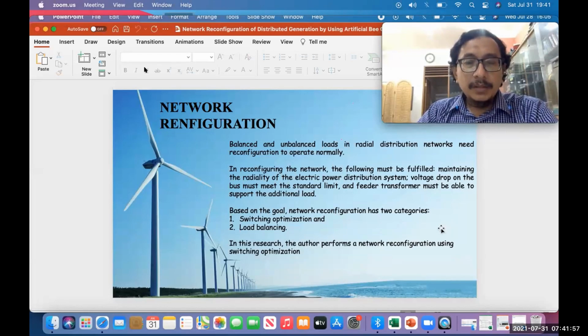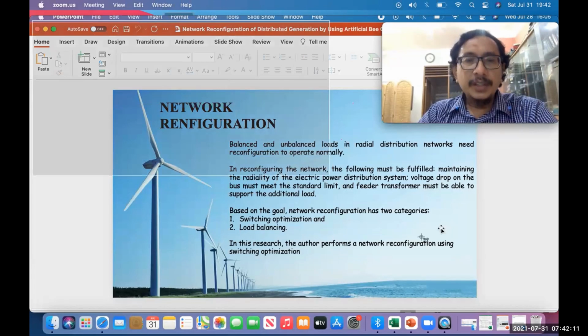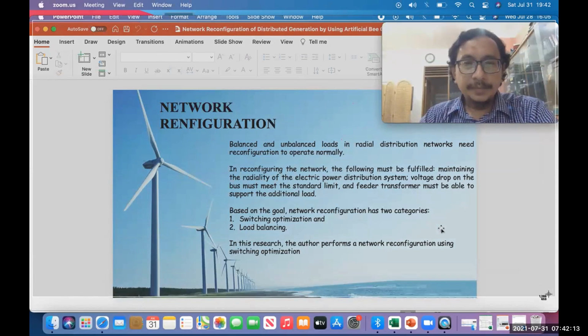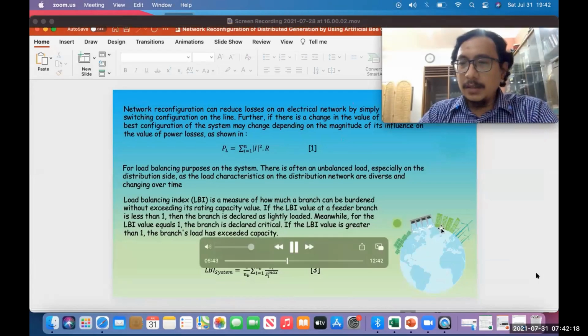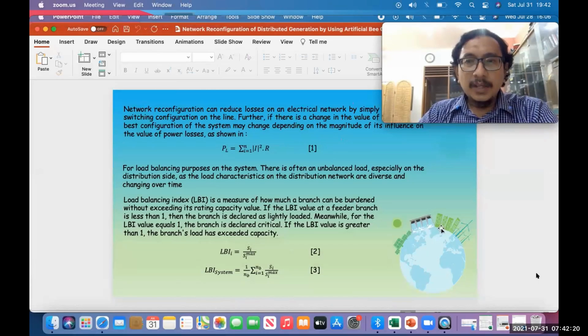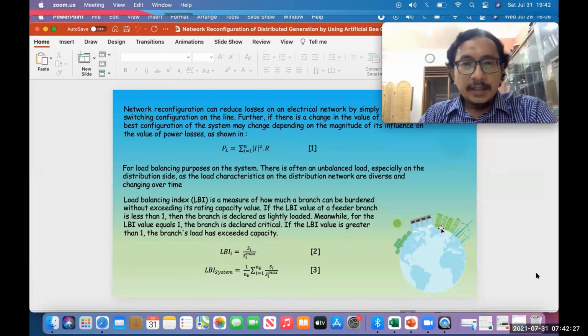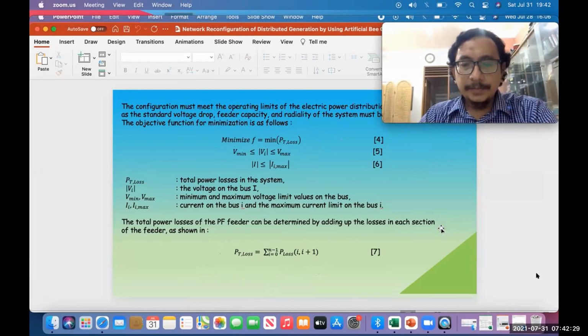Based on the goal, network reconfiguration has to be categorized. The first, switching optimization and load balancing. In this research, the author performs a network reconfiguration using the switching optimization. The slide shows the calculation in network reconfiguration in equations 1 until 7.